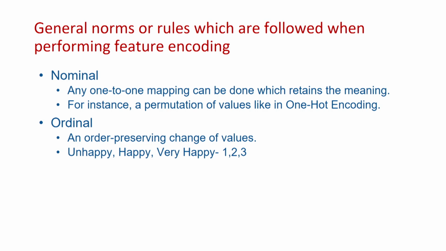When we see 1, 2, 3, we can find the ordering that was already there in the original values in that feature: unhappy, happy, and very happy. These values were ordered in this way. That is why the mapping is done so that when we see the encoded data, we can find the actual ordering.